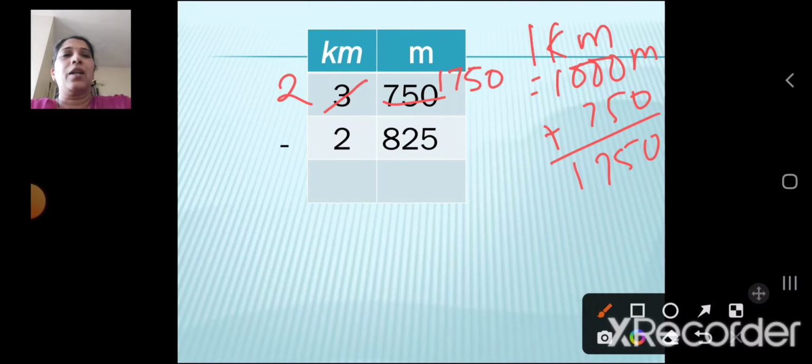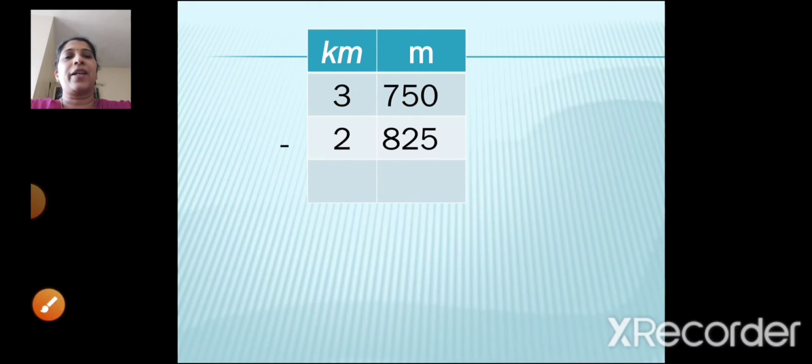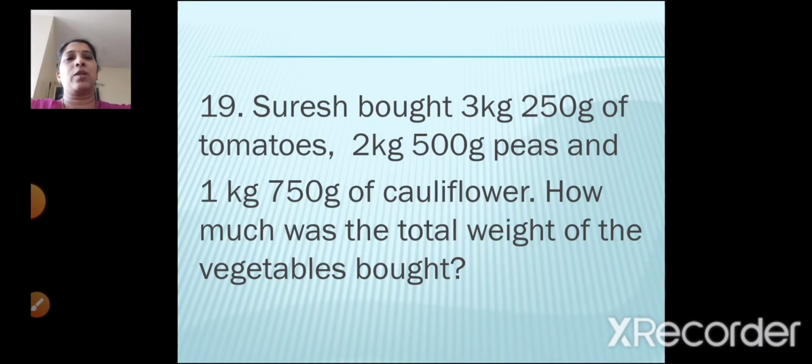So here we will cut and we will write 1750, right? Now 0 minus 5, again you cannot subtract, so you are going to borrow 1 from 5. So in place of 5 it will become 4, and in place of 0 it will become 10. So 10 minus 5 is 5. 4 minus 2 is 2. 17 minus 8 is 9. 2 minus 2 is 0. So we got 925 meter. So we will write the final answer. Gurminder Singh walked farther by 925 meter. Let's move to the next word problem.